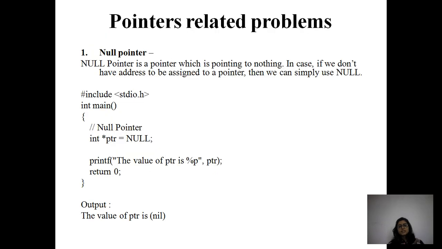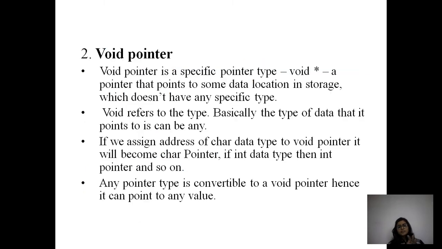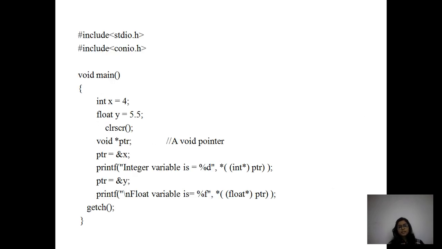This was all about pointer related problems. In this, the first one is the null pointer. A null pointer means when we initialize any pointer to null, the output will be null. Then is the void pointer. A void pointer means it can point to any data type. Maybe it can point to an integer, a float, or a character data type. This was an example of void. If we assign the address of an integer to the pointer, it will point to the integer; if we put a float, it will point to the float.